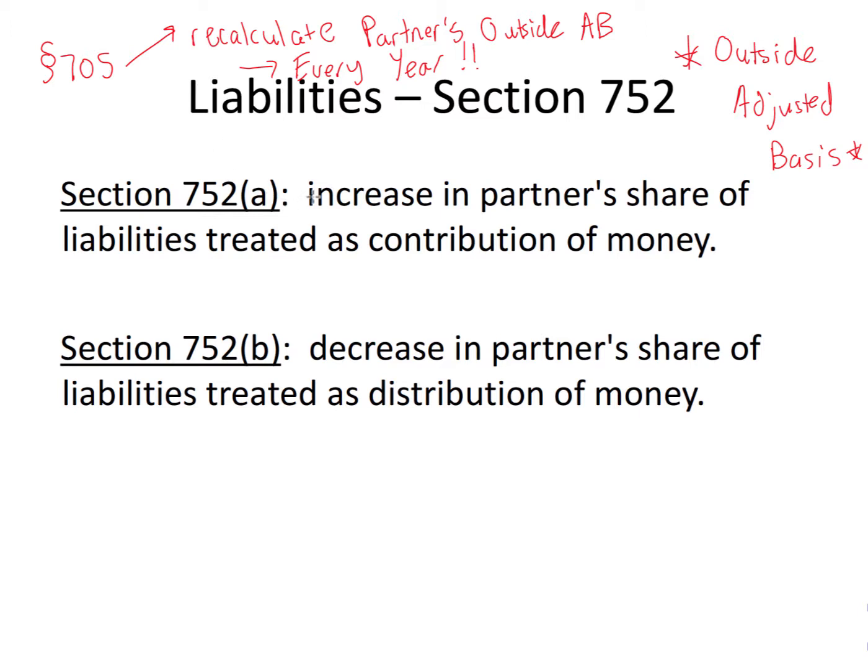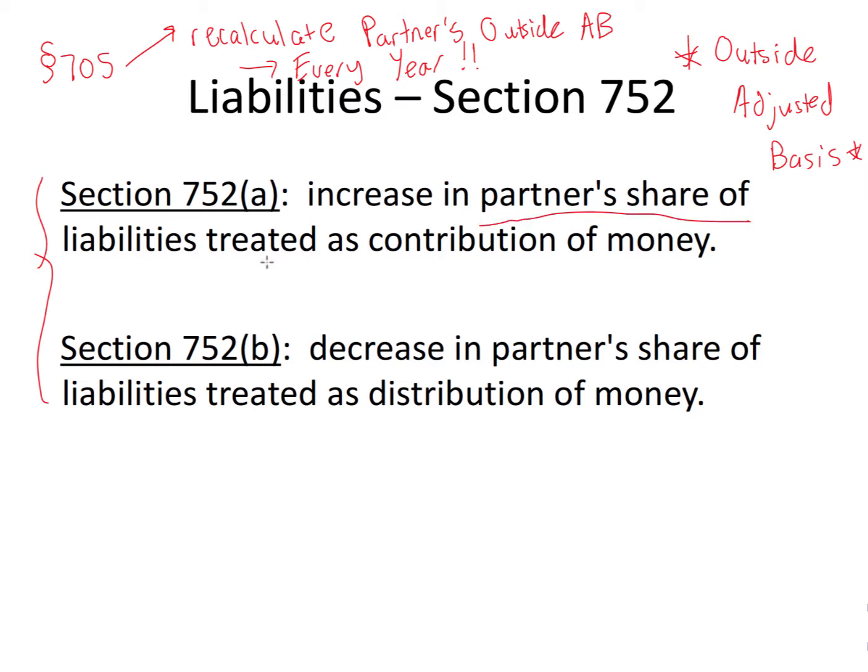Okay? So if you recall from that contribution formation video, we said that section 752(a) basically says that when a partner takes on a liability, it's viewed as an increase in the partner's share of liabilities. They're treated as a contribution of money. But when a partner is relieved of liability, it's treated as a distribution of money. So we talked about that from the previous videos.